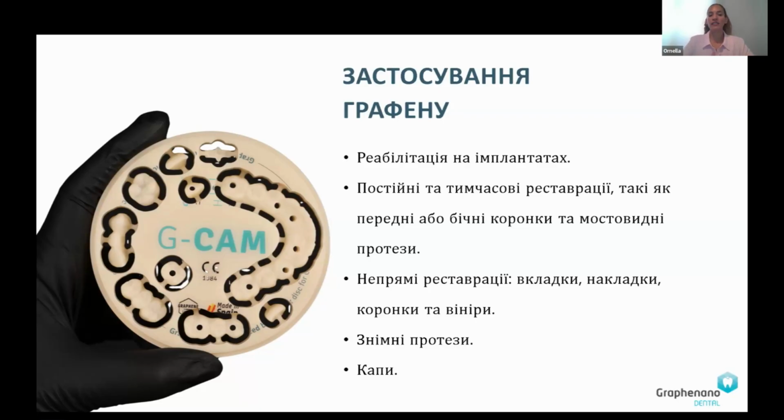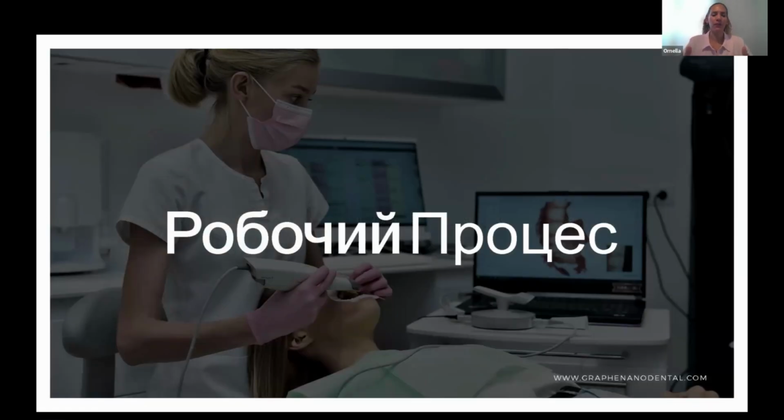So with the G-CAM and the graphene, we can do implant restorations, permanent and obviously temporary restorations, such as crowns and bridges. We can do inlays, onlays, veneers, removable dentures, and also bite guards for bruxism patients, okay? So what we can cover with the graphene technology is very broad, but please always remember to follow the information that I'm going to explain now about the workflow and what I need to know, not only as a doctor but also as a dental technician, because finally we need to work together, okay?